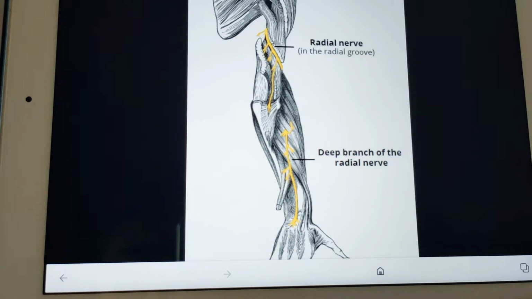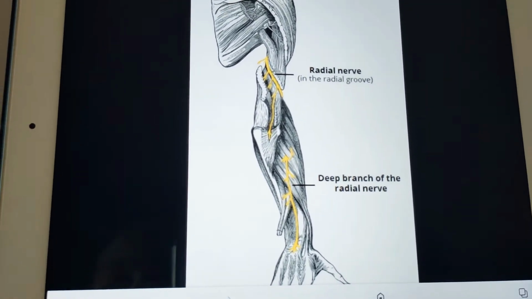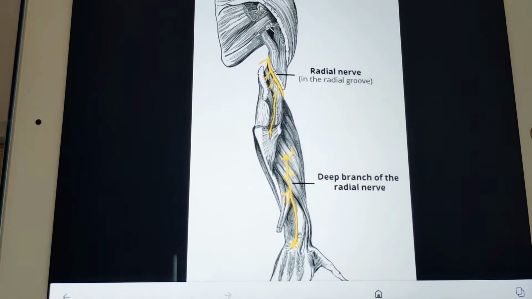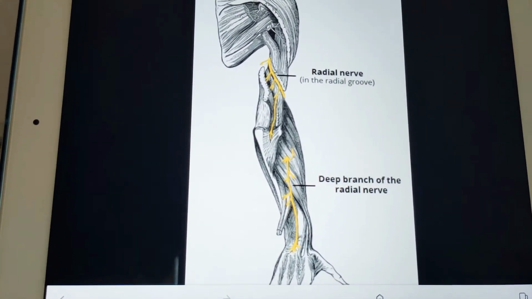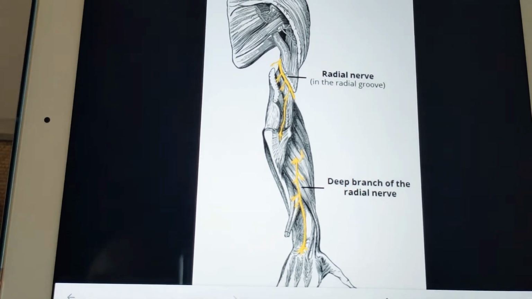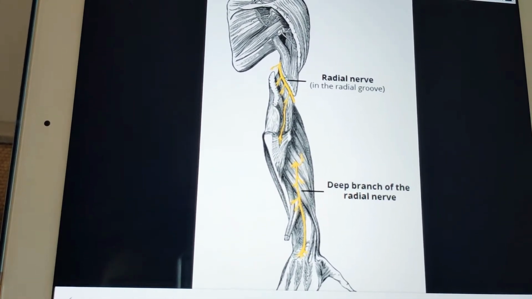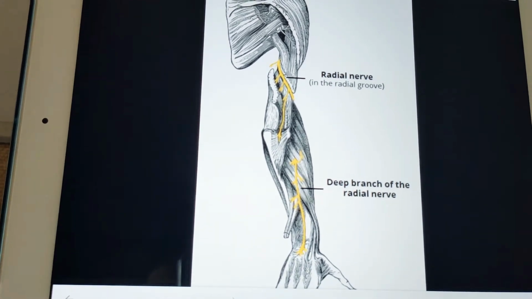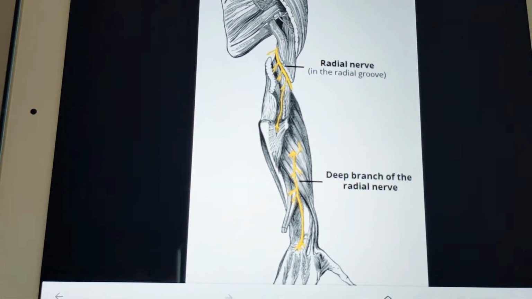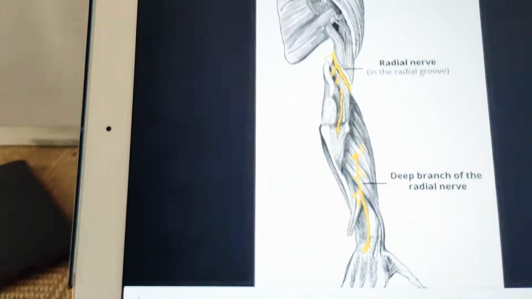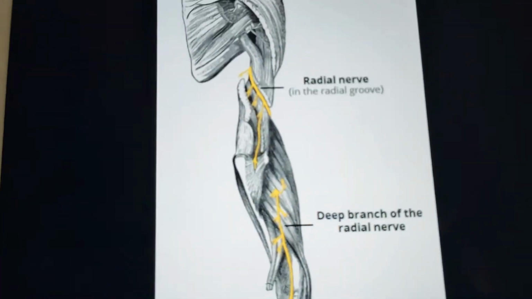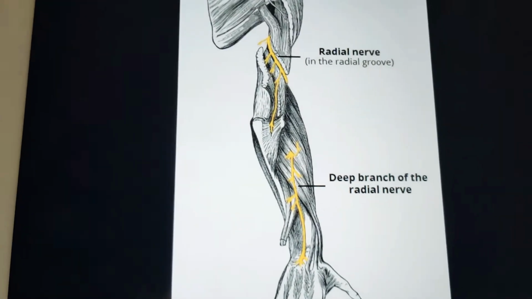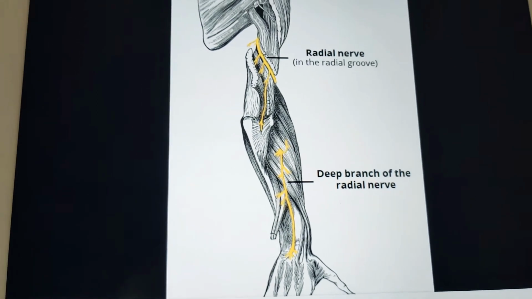The radial nerve is the largest branch of the posterior cord of the brachial plexus. If you see the brachial plexus, you have the lateral cord, medial cord, and posterior cord, right? In that posterior cord you mainly see this radial nerve, the largest branch of the brachial plexus. Its root value is C5 to C8 and also T1. So remember, the radial nerve root value is C5 to C8 and also T1. You can see here how it originates, courses and terminates. With the help of this diagram today we are going to understand this.